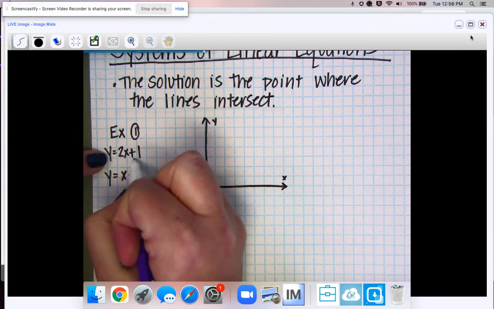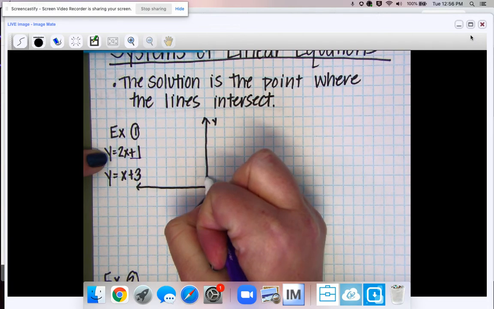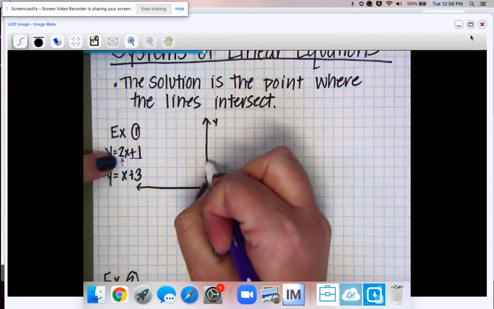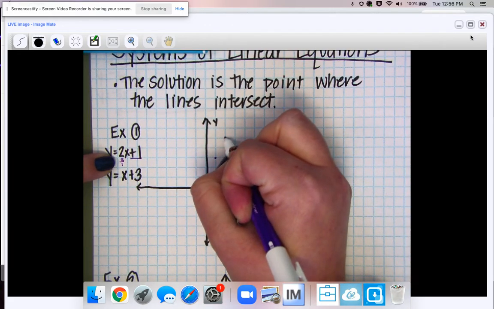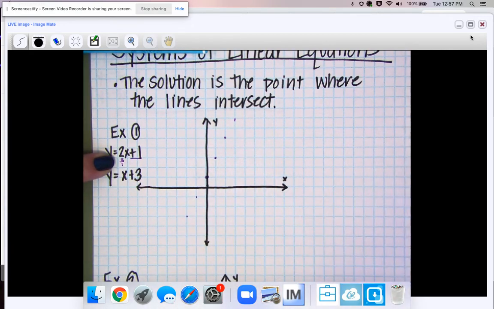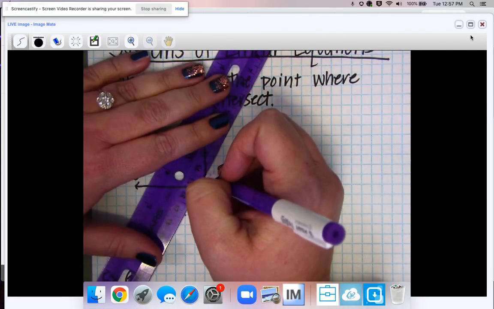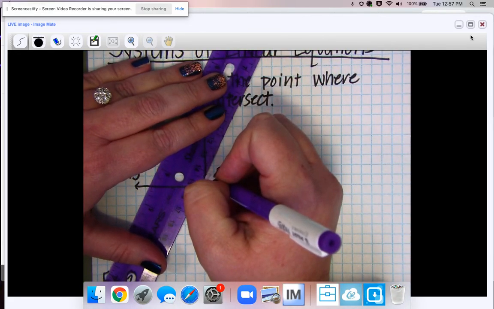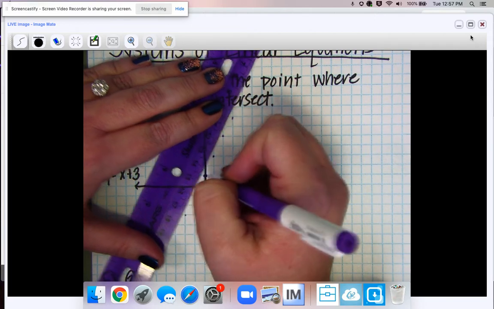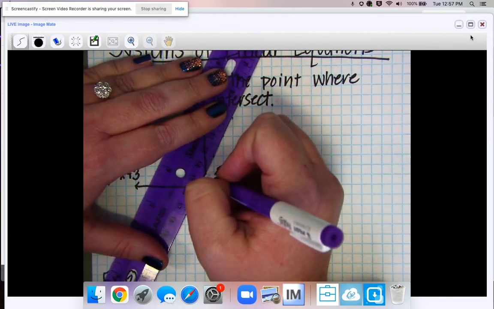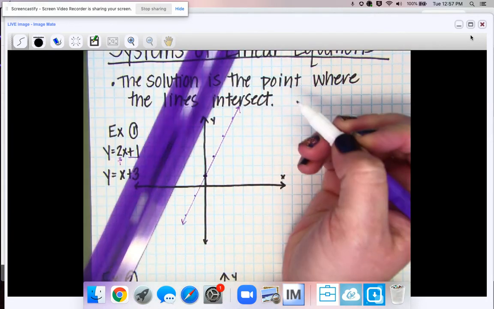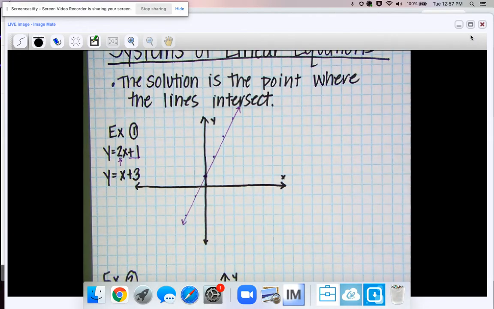So to graph this, I want to first graph the y-intercept at +1. And then my slope is 2. So that means I'm going to rise 2, run 1. And so I just do that a couple of times in both directions, and then use a straight edge to connect those points. It's really important that you line these up very well because we are looking at where these lines are going to cross. If we don't line them up well, then they won't cross at the correct point.